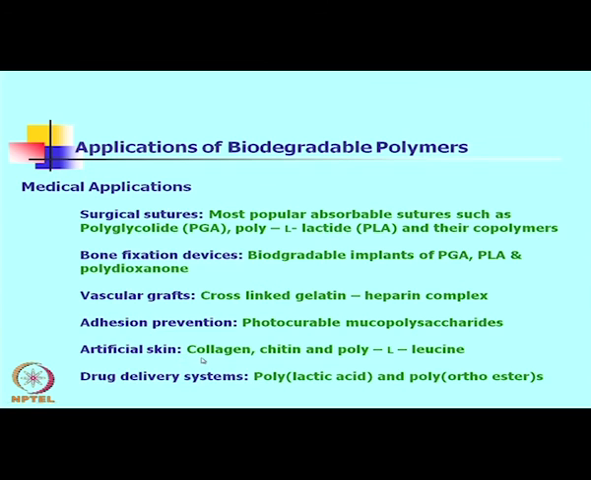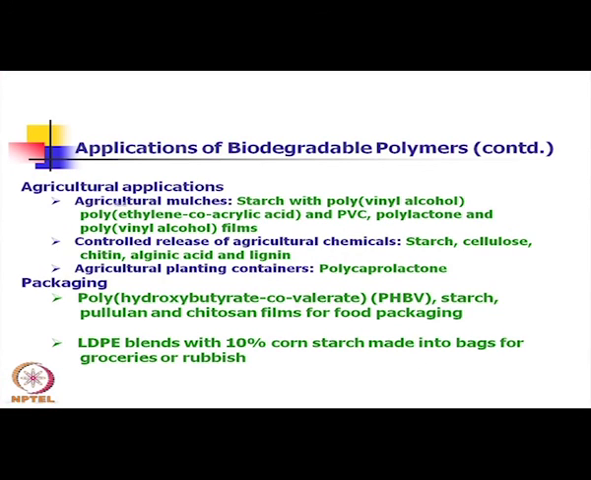Artificial skin was made from collagen, chitin and poly L-leucine, and also collagen from fish scale can be used for artificial skin. For drug delivery systems, polylactic acid and polyorthoesters are used. Other applications are agricultural: agricultural mulches, which I have already mentioned, and controlled release of agricultural chemicals like fertilizers and pesticides, which can be incorporated in polymer for slow release. Agricultural planting containers, say sapling pots, have also been developed.